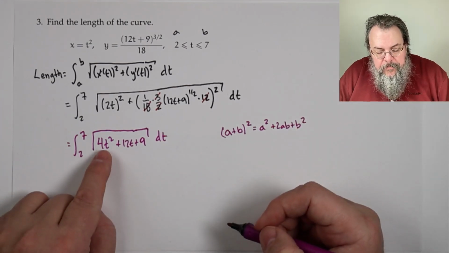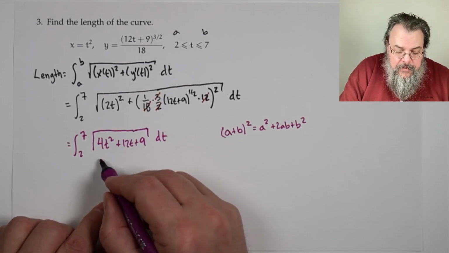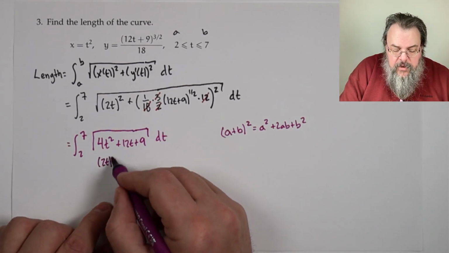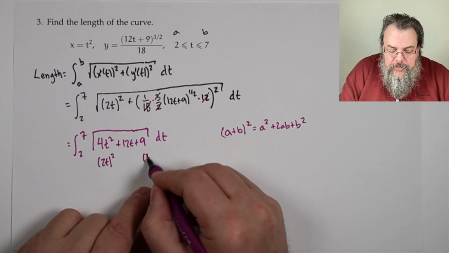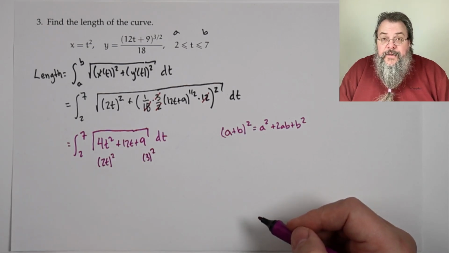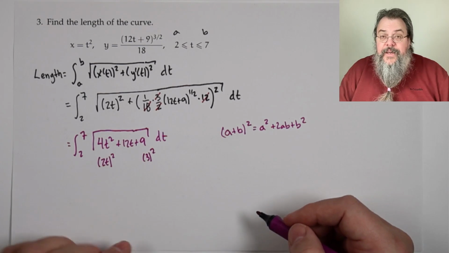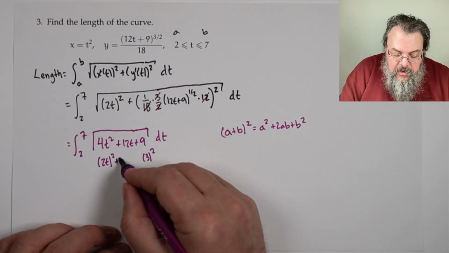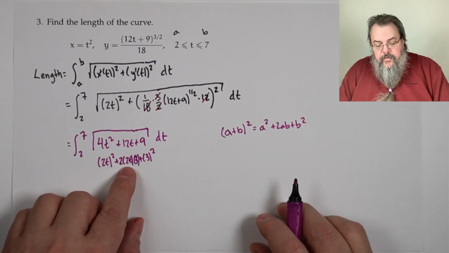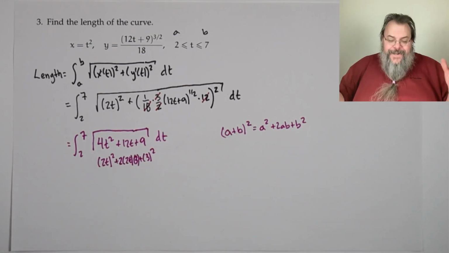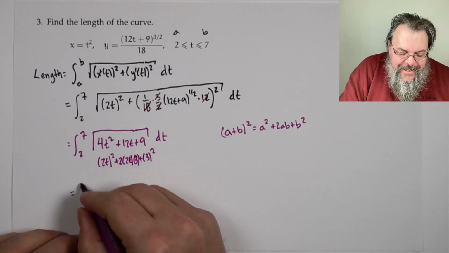So we say, well, okay, if this were a square, this would be like the a squared part. So let's call it a (2t) quantity squared. And this would be like the b squared, so that would be like a 3 squared. And now the moment of truth: the middle term. Is that the same as 2 times 2t times 3? And if the answer is yes, then life is good. So let's see. 2 times 2 is 4, times 3 is 12. It worked! Yes! Okay, so, happy days.